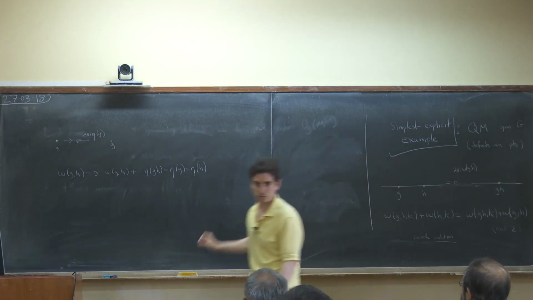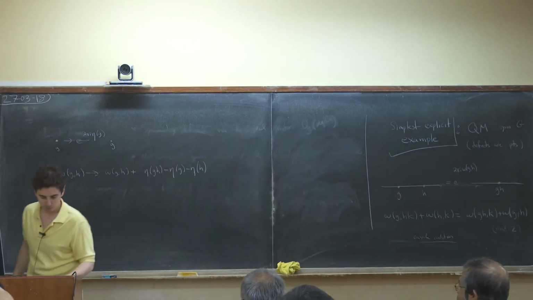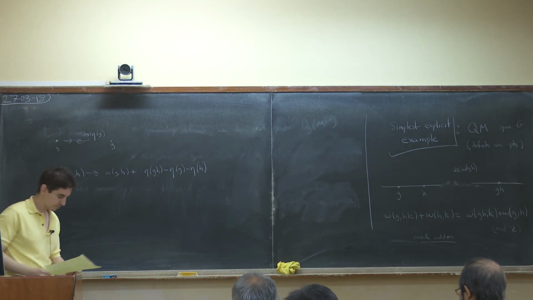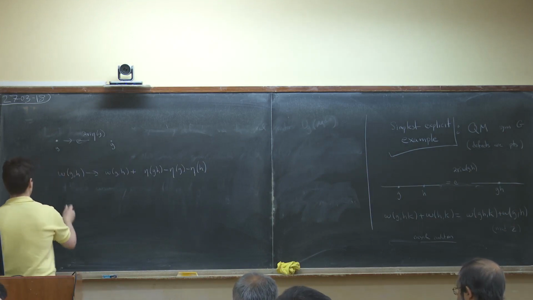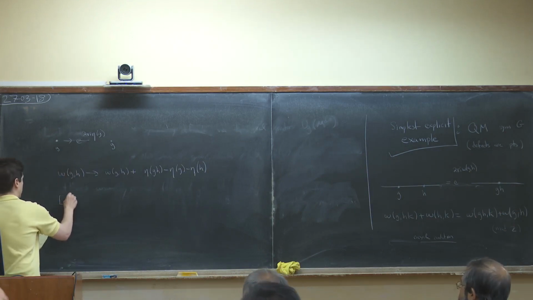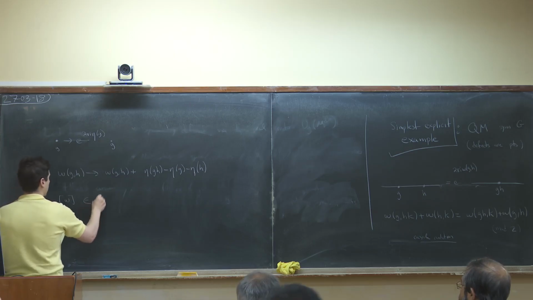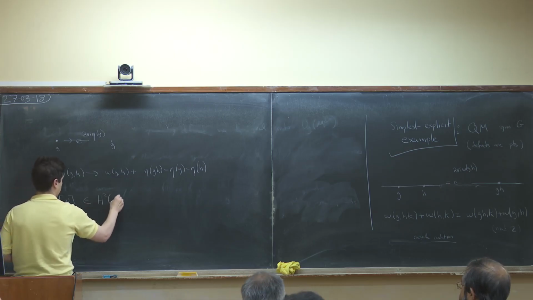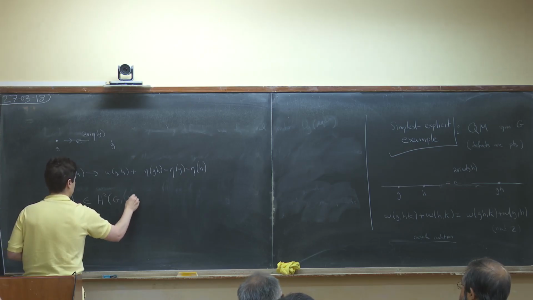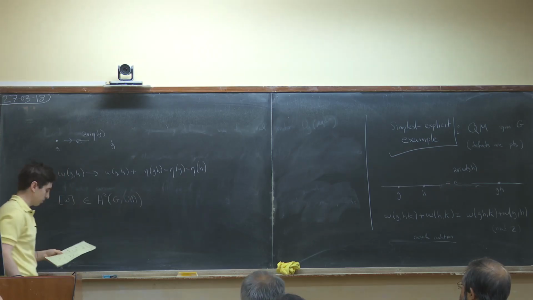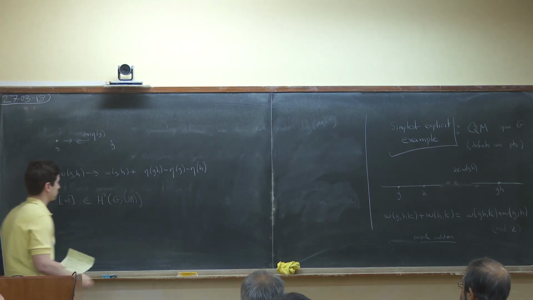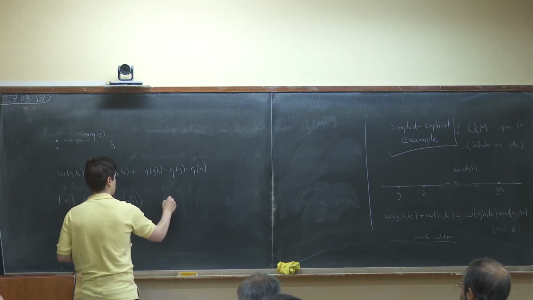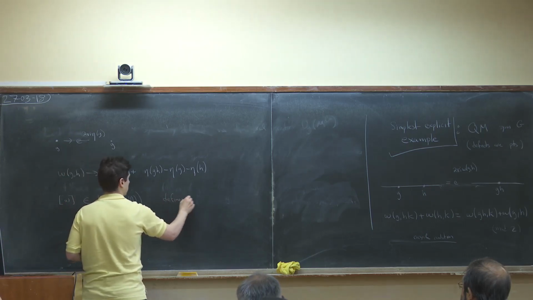Have people seen that before, or do you believe it? Okay, you believe it. All right, so the equivalence classes of omega that you get this way are elements of the group cohomology, H2 of G with coefficients in U1, and such a thing defines projective representations.